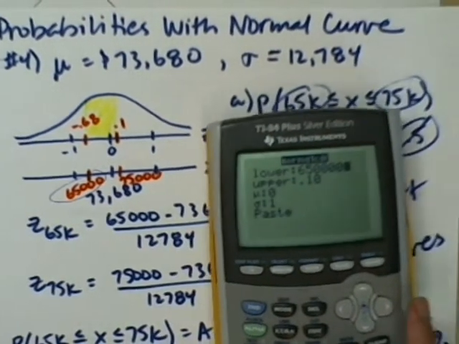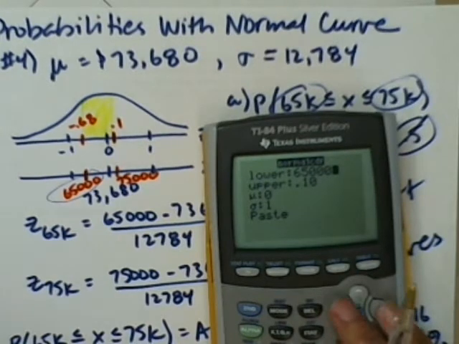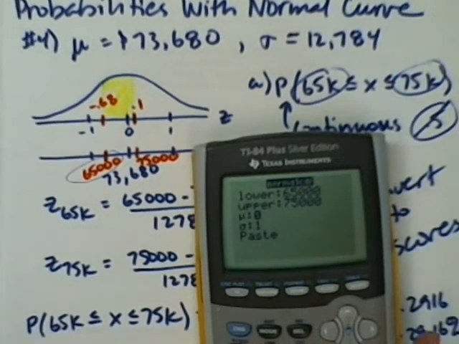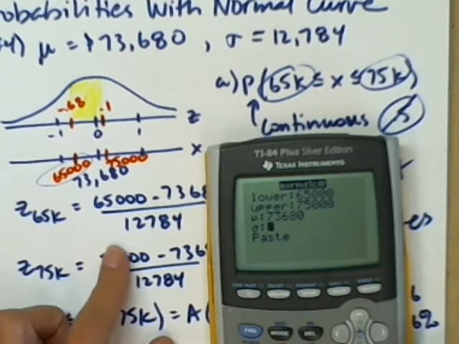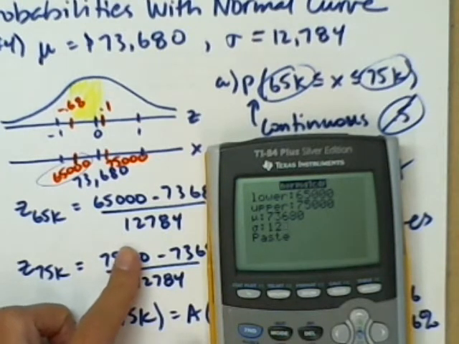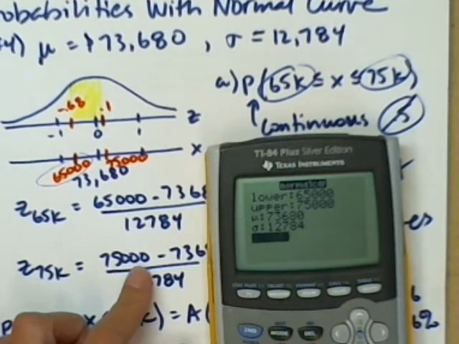So 65,000, I've got way too many zeros there. 65,000. Upper is 75,000, but since I'm using raw scores now, I need to type in my mean raw score, which is 73,680, and then my standard deviation raw score, which is 12,784, and then I hit paste.